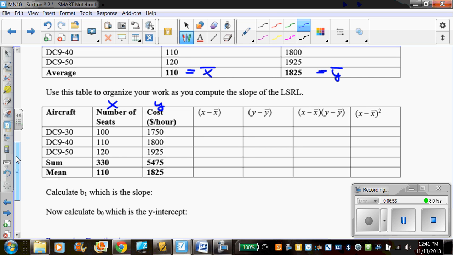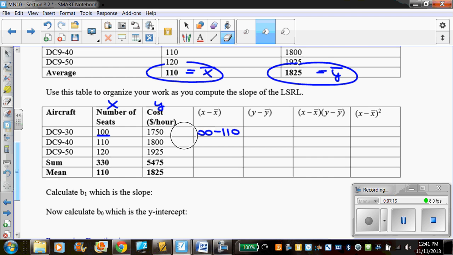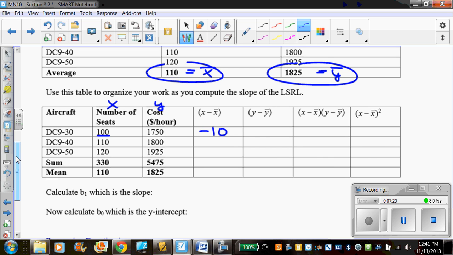So the first thing we're doing, remember, this is X, this is Y, is taking the X minus the X bar. The X bar is up here, the Y bar is right there. So we have 100, the X, minus the X bar, which is 110. I'm going to erase this work. I just wanted to write it out so you can see where I'm getting negative 10. So 110 minus our average, and I'm going to put X bar up here so we remember, 110 minus 110 is going to give me 0.